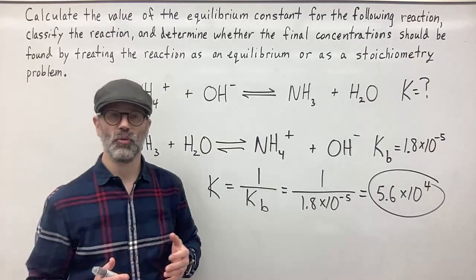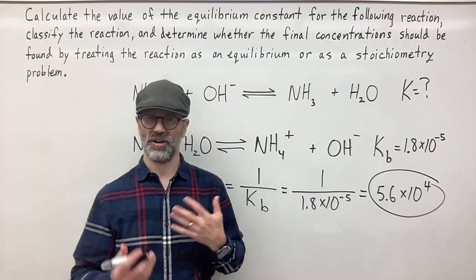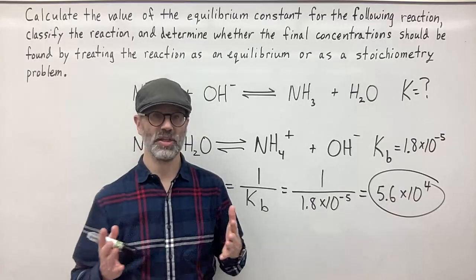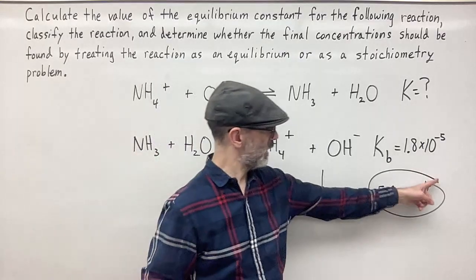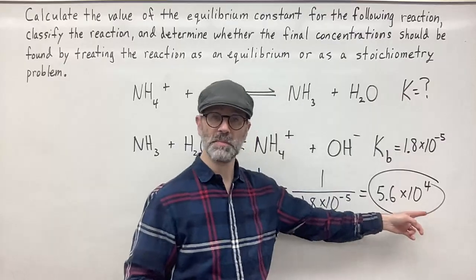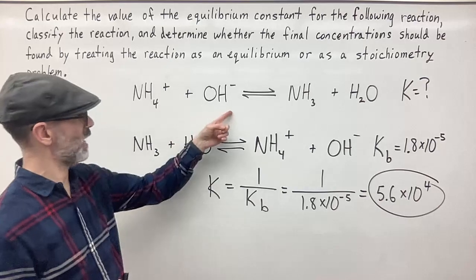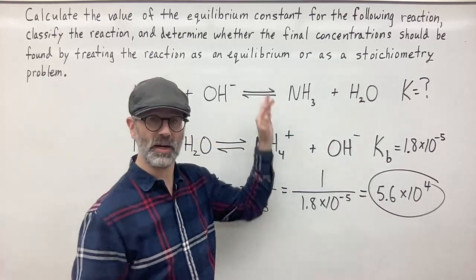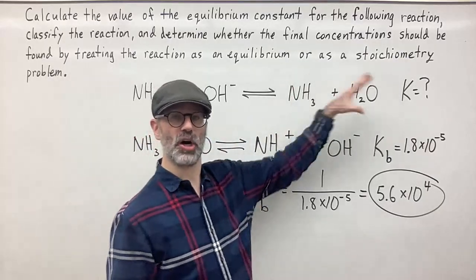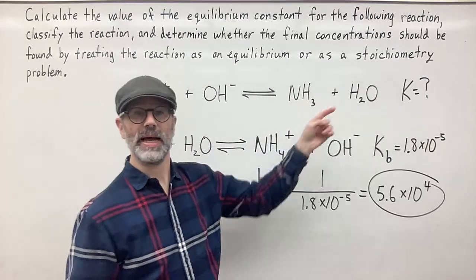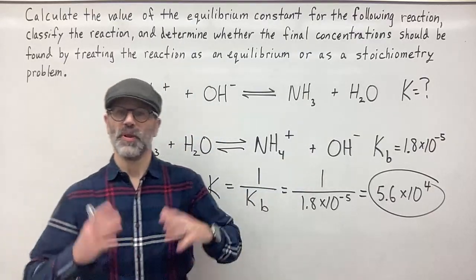And so what about treating this either as an equilibrium problem or a stoichiometry problem in order to find the final concentrations of things? We look at the K value. So the K value is much, much greater than 1. And since this is much greater than 1, that indicates that this reaction highly favors products. And so the equilibrium is going to lie very far to the right here. And so therefore we would treat this as a stoichiometry problem. So that's it for this video.